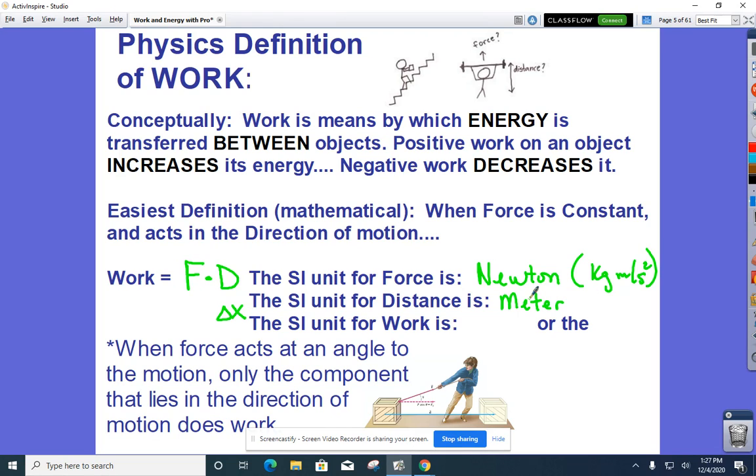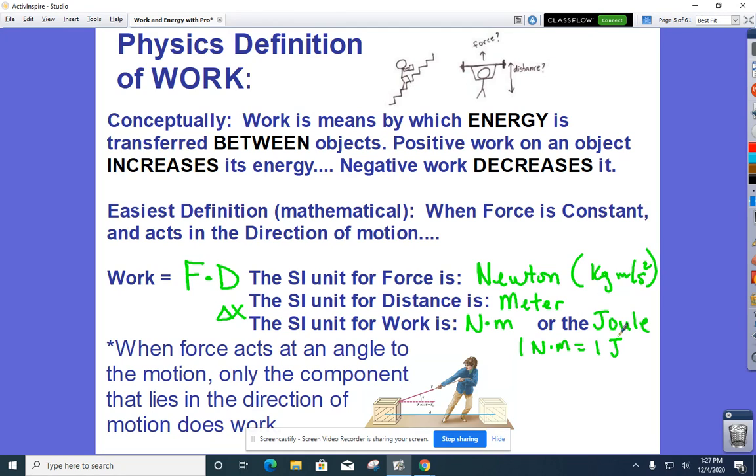The SI unit for work, then, is the Newton meter, or sometimes called the joule. Of course, 1 Newton meter is 1 joule. Named after James Prescott Joule, who did a lot of work on this concept, pun intended, quite a while ago.